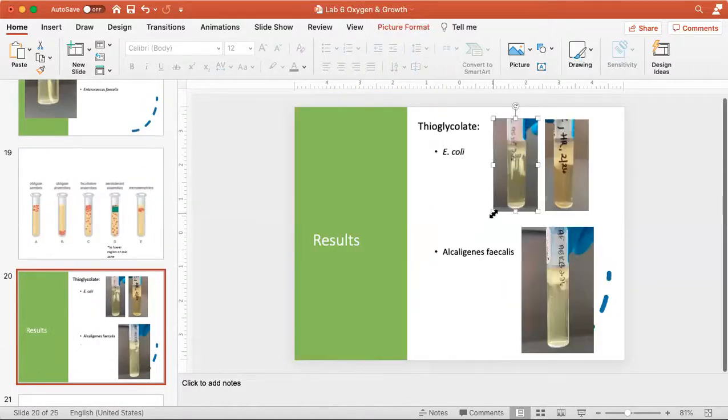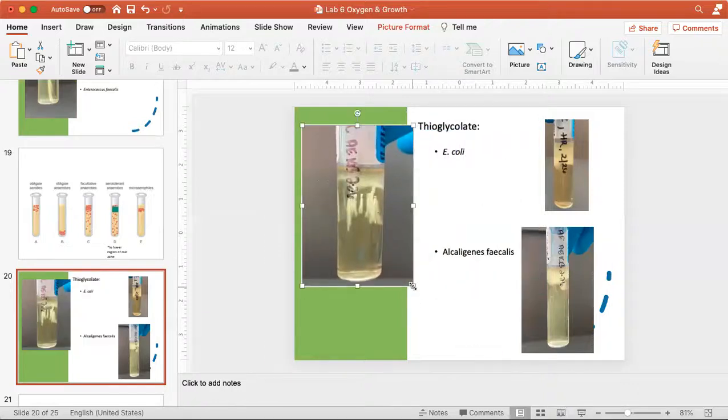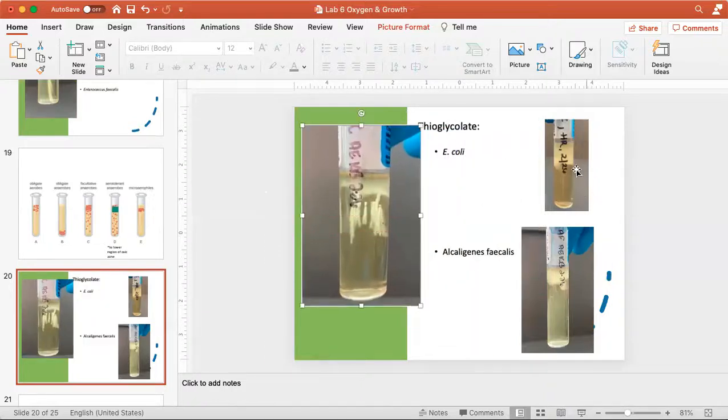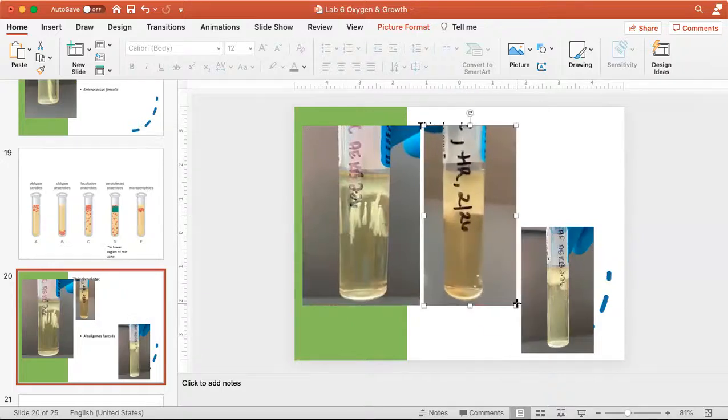Here's our friend E. coli. Now you're going to see there are two tubes for E. coli. I didn't like either tube perfectly, so I chose two different tubes. These are tubes that students made for me. I want to show you the tube on the right first.